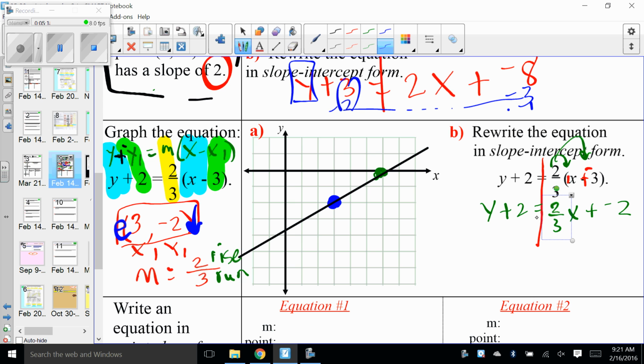You get -2 there. On the left-hand side, hand method kicks in. I'm going to subtract 2, copy, paste. So we get y equals 2/3 x plus, on the right-hand side, -2 plus -2, or -2 minus 2. Use your calculator if you need it, is -4.